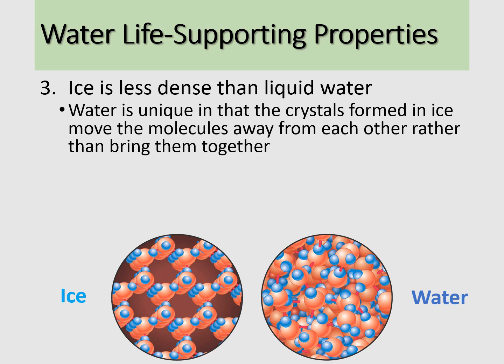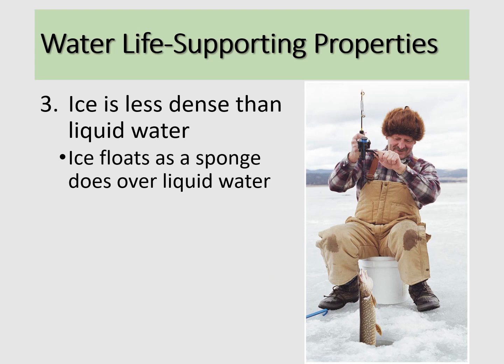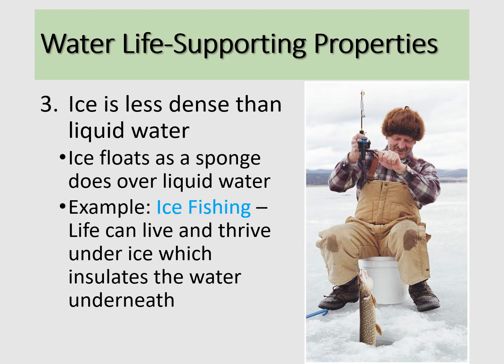Another property of water is that ice is less dense than liquid water. This has to do with the molecules in water. When it's in ice form, the ice crystals are actually further away from each other instead of closer together. Liquid water is actually more dense because the molecules are closer together. So ice, therefore, is less dense and floats on water. This is really important when we're talking about the polar ice caps and life, right? So ice floats on water.